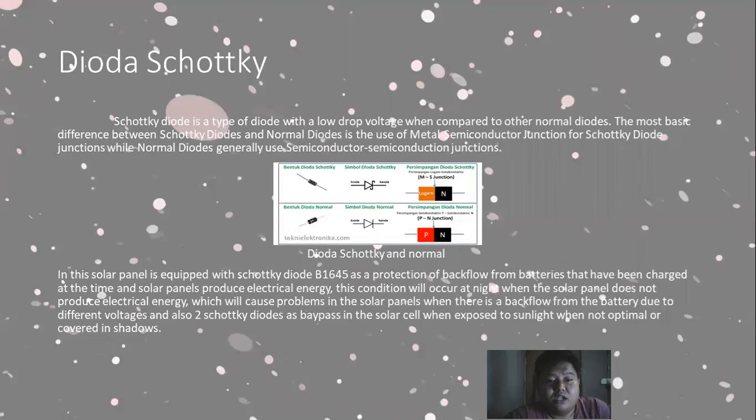Schottky diode. A Schottky diode is a type of diode with a low voltage drop when compared to other normal diodes. The most basic difference between a Schottky diode and a normal diode is the use of a metal semiconductor junction for the Schottky diode, while a normal diode generally uses a semiconductor junction.